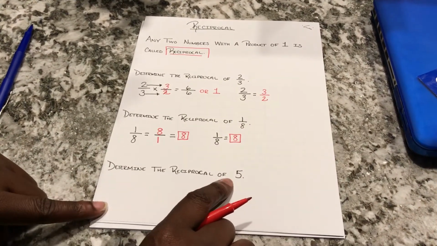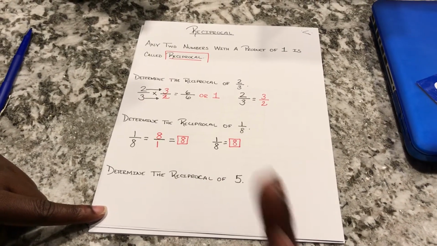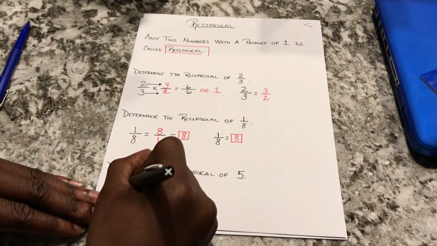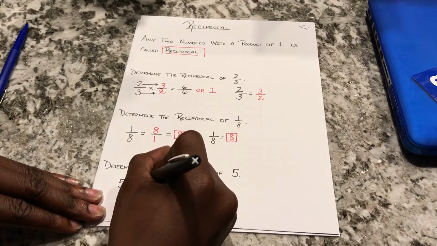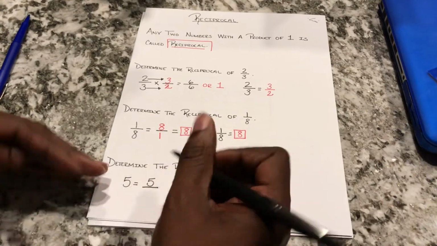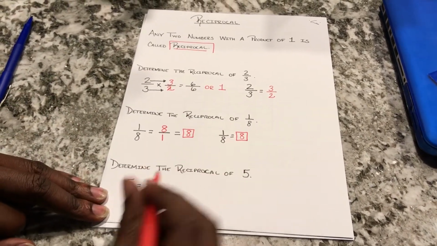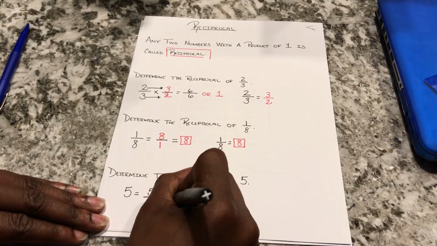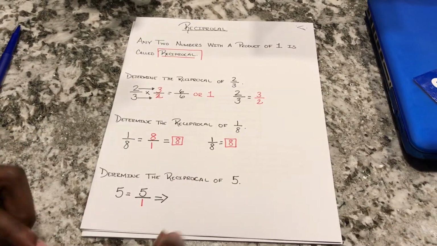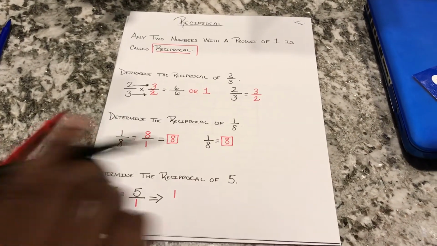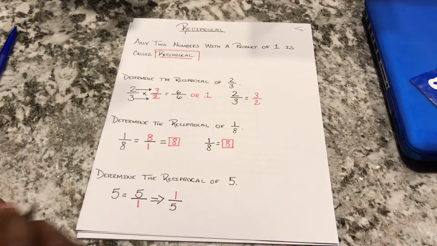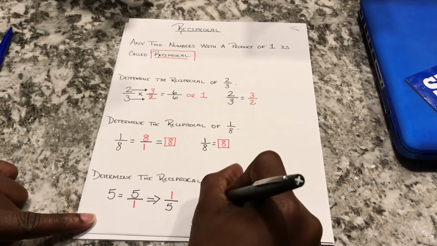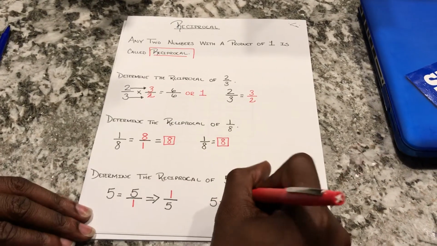Finally, what happens if you're given a whole number to work with? Think about in the past when we multiplied fractions and a whole number. Well, first, I need to write my whole number as a fraction. To do so, 5 will be our numerator, and 1 will be the denominator. Because I have my whole number as a fraction now, I can find a reciprocal. So 5 over 1 in its reciprocal form is actually 1 over 5, or 1/5. So the reciprocal of the whole number 5 is actually 1/5.